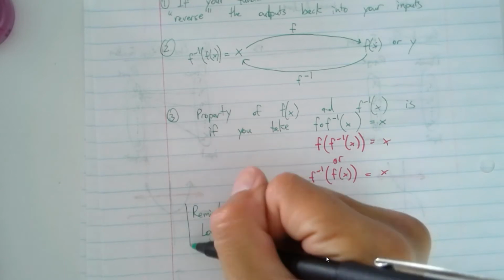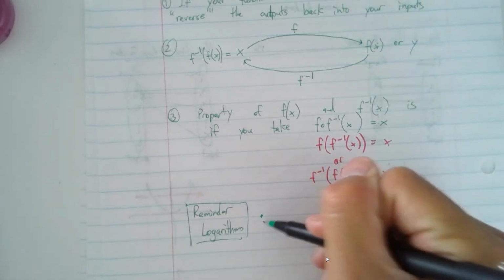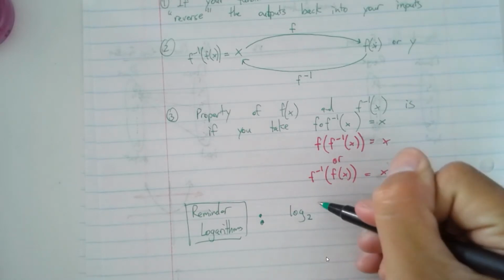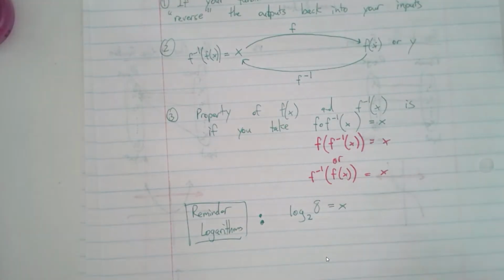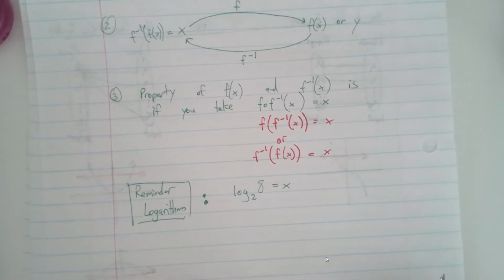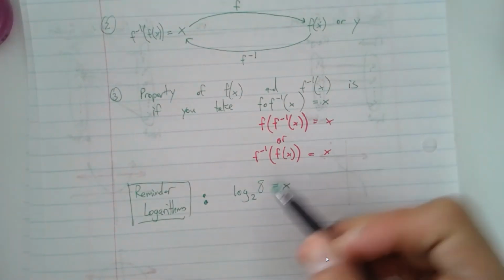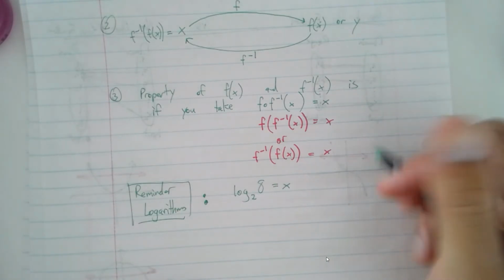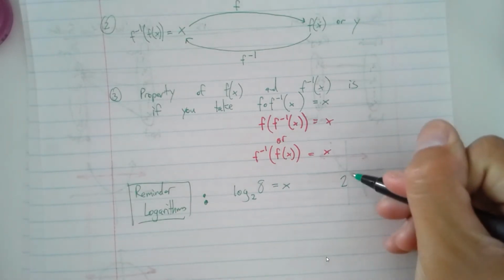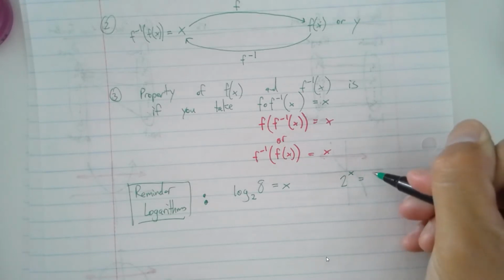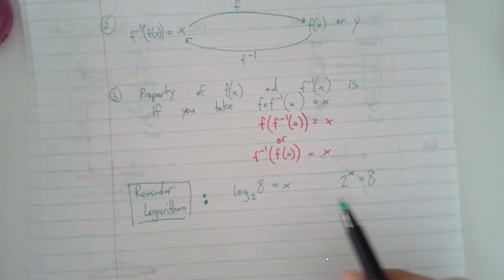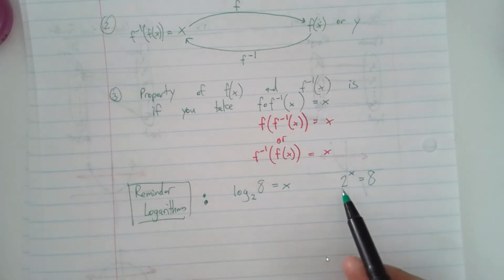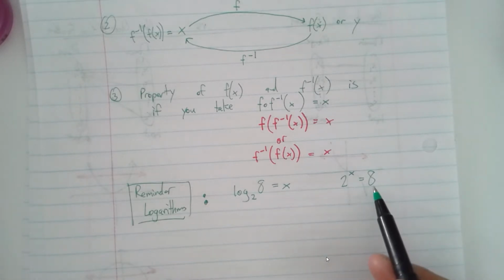Reminder about logarithms. Let's see if anybody remembers how this works. Log base 2 of 8. What that basically means is you have 2 to the power of x is equal to 8. You're basically just trying to find out which exponent makes it so that if you have a base 2, it comes out to 8, okay?